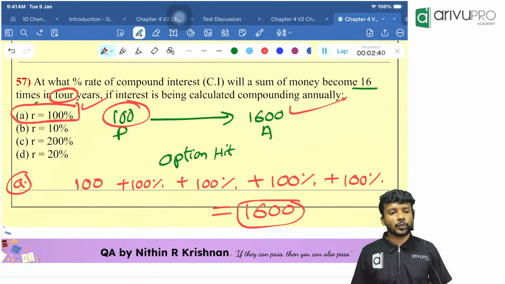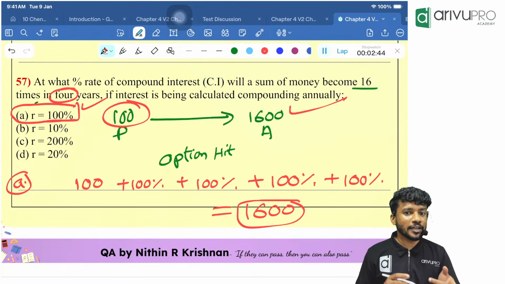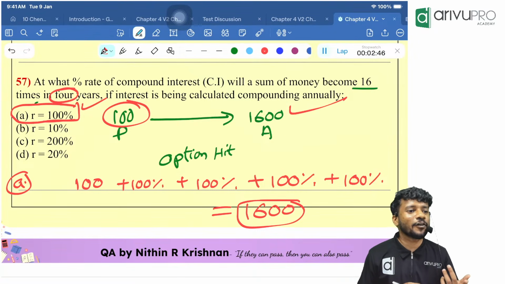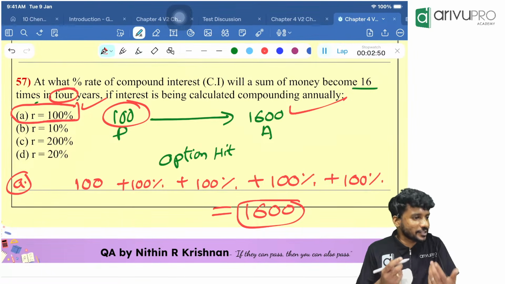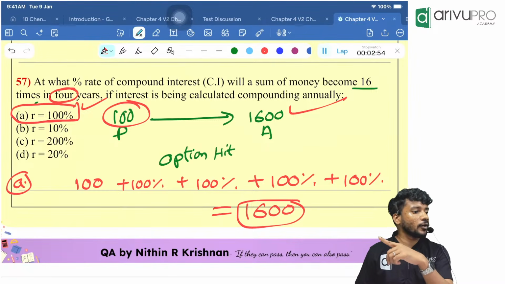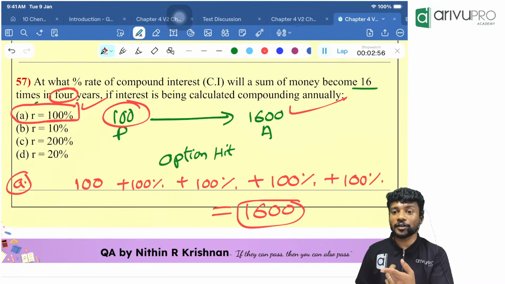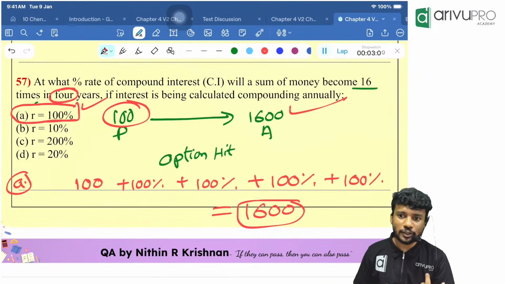A. If you want to take, like, P became 4P, can you do it on the calculator? No. You should write the formula. That's why I am assuming that 100 becomes this much. If you want to take the principal as 1, then the amount will be what? 16 times. 1 into 16, it will become 16. That way you can do it.